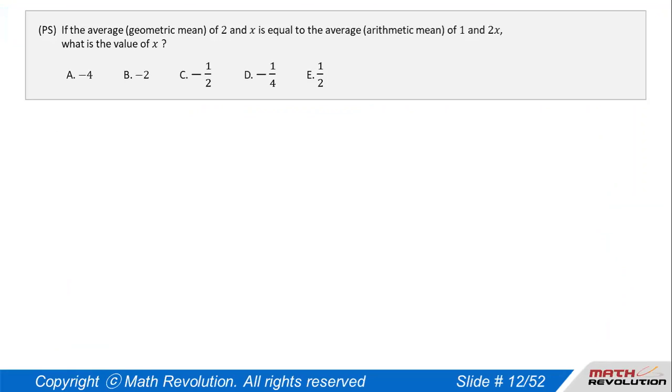Let's deal with one of the questions. If the average, which is a geometric mean, of 2 and x, so there are two numbers, 2 and x, is equal to the average, which is the arithmetic mean of 1 and 2x. Now, see, there are two concepts that are applicable here.